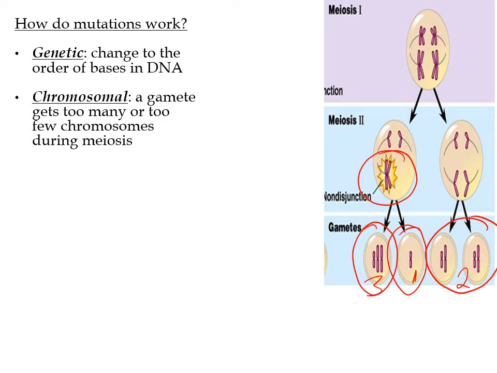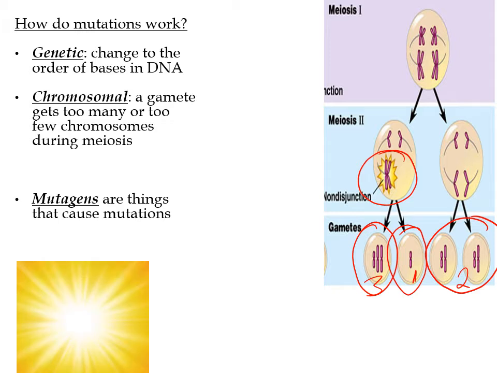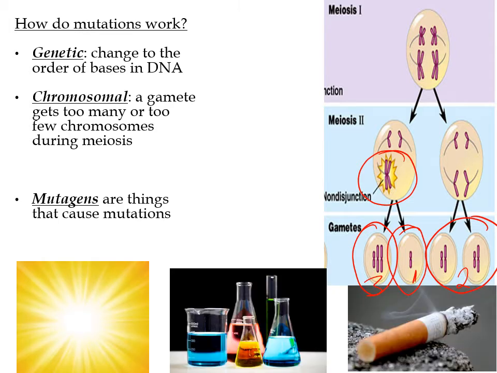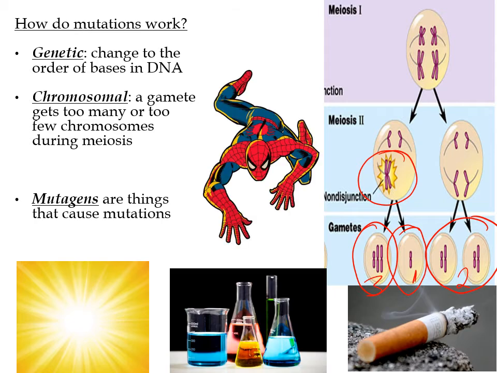As for what can cause mutations, sometimes it's simply a typo during the copying of DNA, a proofreading error that doesn't get corrected. Other times, changes are caused by something outside the body. So these influencers are called mutagens. And examples are radiation, including sunlight, any kind of chemical exposure, such as those in cigarette smoke, and radioactive spider bites.